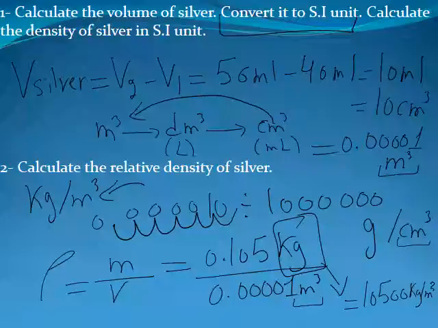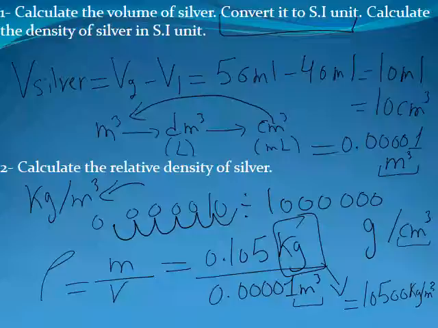What is the density of water in its SI unit in kilogram per meter cube? 1000 kilogram per meter cube. In gram per centimeter cube? It's 1 gram per centimeter cube. Okay? Calculate the relative density.